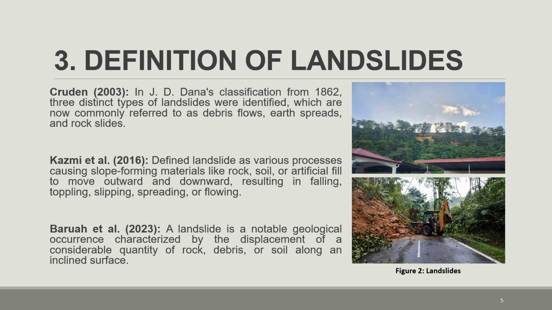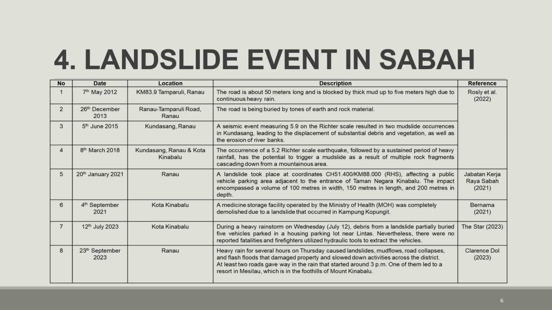While Barua 2023 describes a landslide as a notable geological occurrence characterized by the displacement of a considerable quantity of rock, debris, or soil along an inclined surface. As shown in Figure 2 are examples of landslides that happened in Sabah. This is the list of landslide events recorded in Sabah from 2012 until 2023.